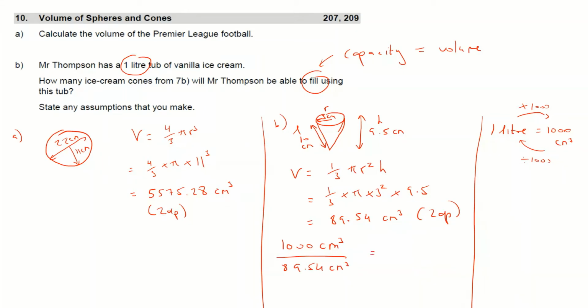If I divide these two now, so how many 89.54s can I get into 1,000? You get 11.17. All right, well, actually 11.16 it is. But remember, you can't fill up 0.16 of a cone, really. I think this would be 11 whole cones I could fill up.